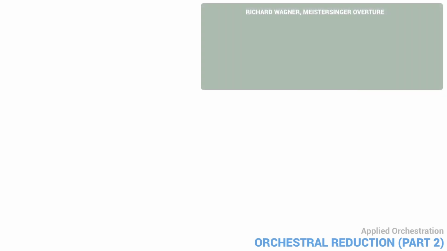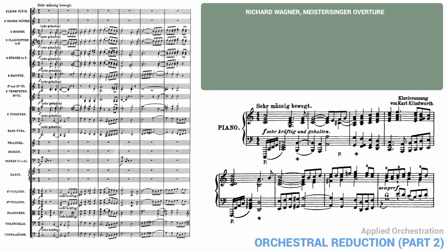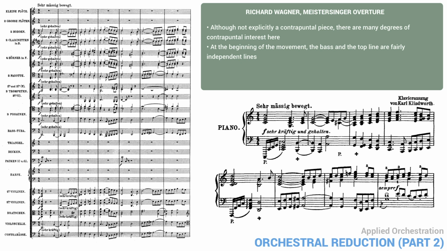Let's take the overture to Wagner's Meistersinger as an example. Although not explicitly a contrapuntal piece, there are many degrees of contrapuntal interest here. For example, at the beginning of the movement, the bass and the top line are fairly independent. However, in measure 3, they're in the same rhythm and make up a simple homophonic texture. Even when the outer parts are more independent, as in the preceding and following bars, the middle parts usually follow the rhythm of one of the outer parts, so reducing the whole isn't too difficult. We just have to rearrange the spacing to fit in the two hands.